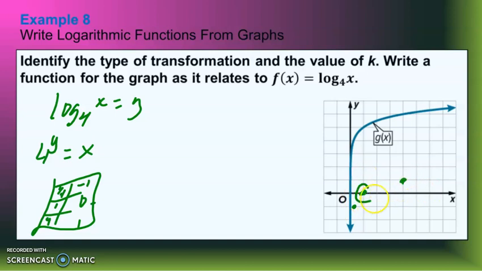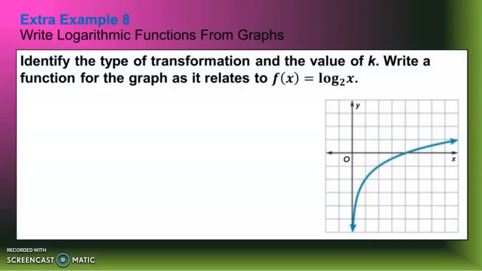So if I look at this point right here, it went up 1, 2, 3, 4, 5 spots. So the transformation would be a translation up. So I would have g of x equaling log base 4 of x, and then I'm adding 5 to it.